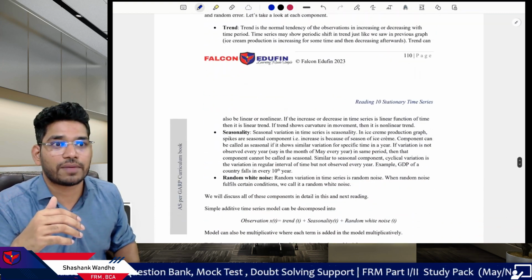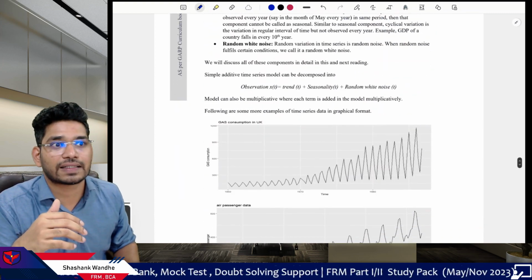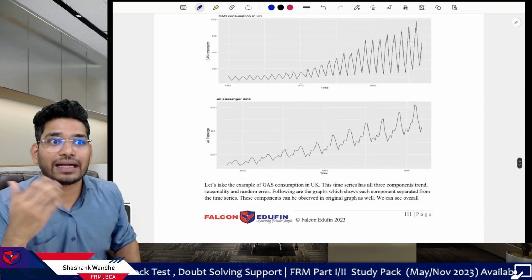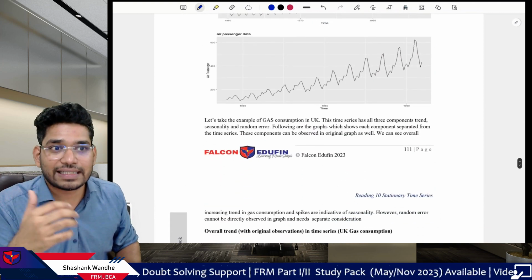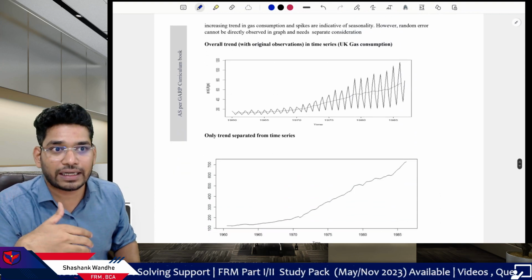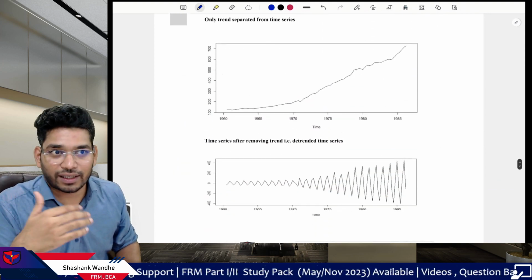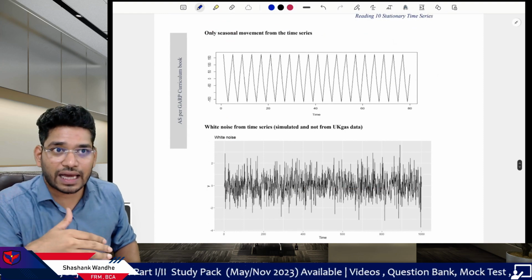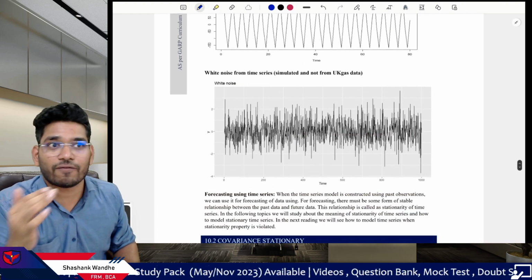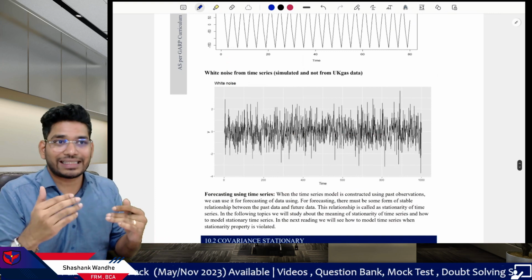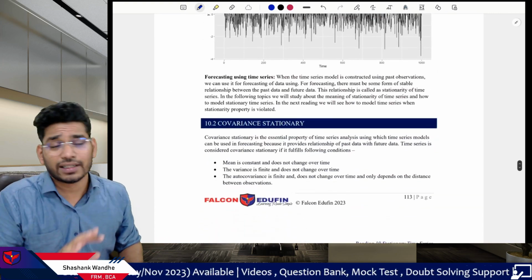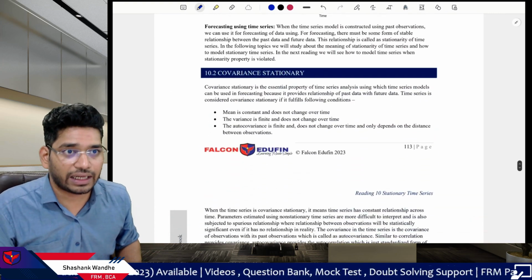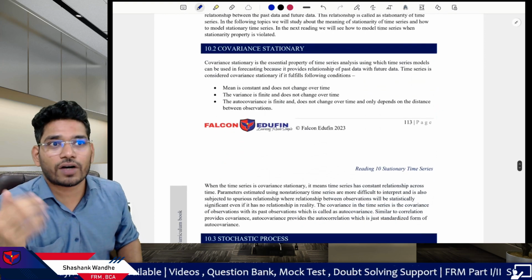Components of time series: what happens in time series, how we separate the trend, separate the seasonality, and then separate the rest of the content, the detrended time series, and so on. And then what is a seasonal time series, only seasons of time series, and white noise of the time series. This level of discussion is not given in any other book. Now here, what is covariance stationary?